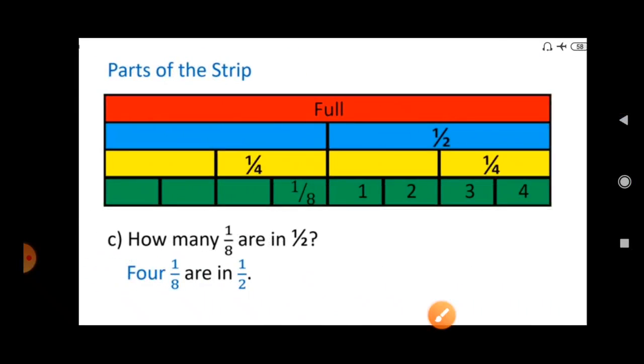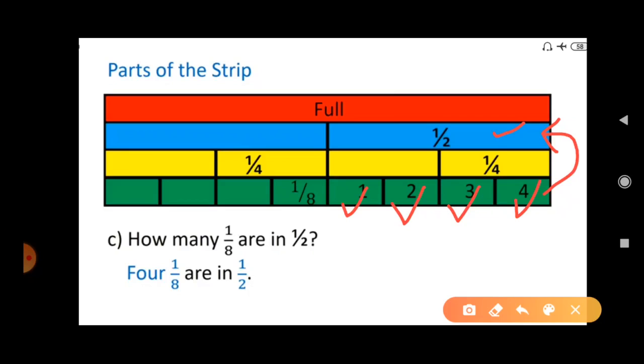Now how many 1 upon 8 are in 1 upon 2? So here we can see that this is the part of 1 upon 2 and these are the parts of 1 upon 8. So 1, 2, 3, 4 means 4 1 upon 8 are in 1 upon 2.